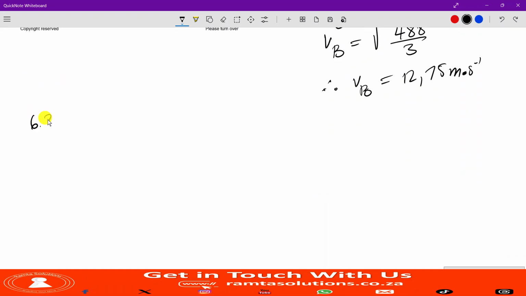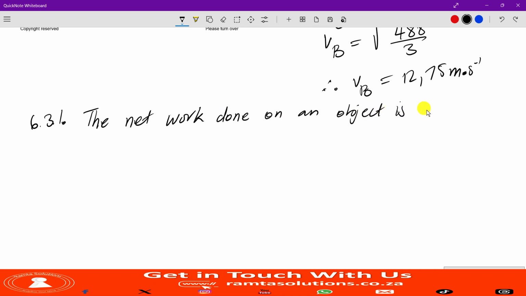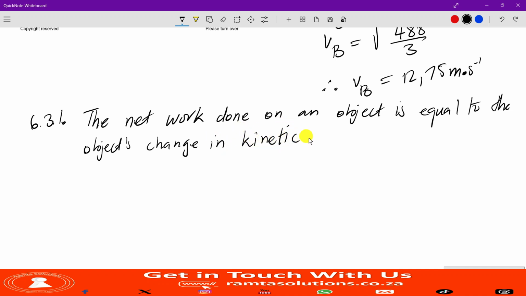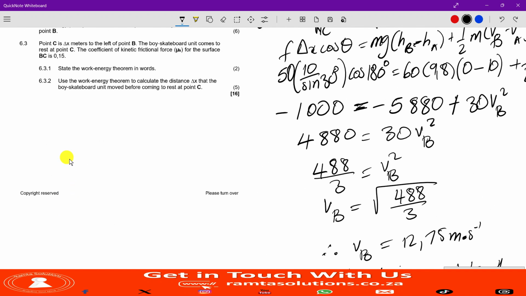So 6.3.1, the net work done on an object is equal to the object's change in kinetic energy. All right? Now 6.3.2, let's see what it's asking us.